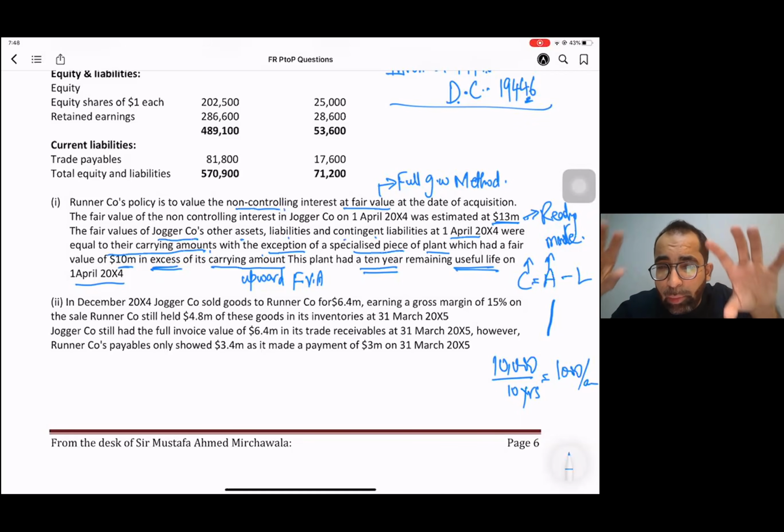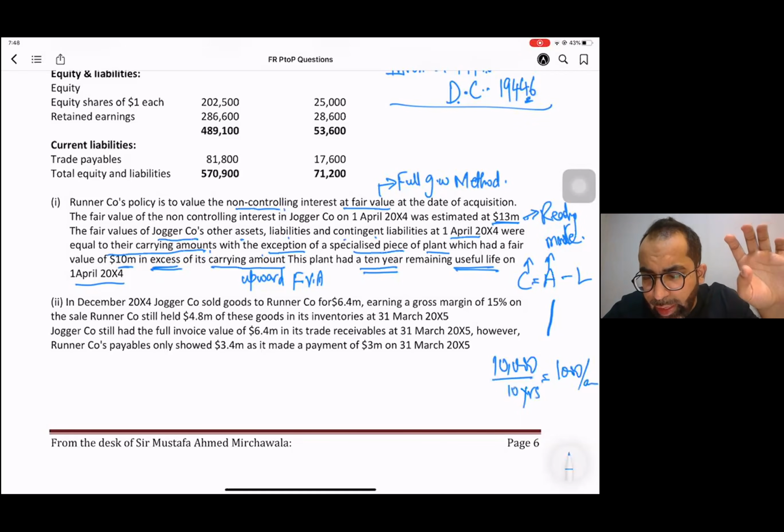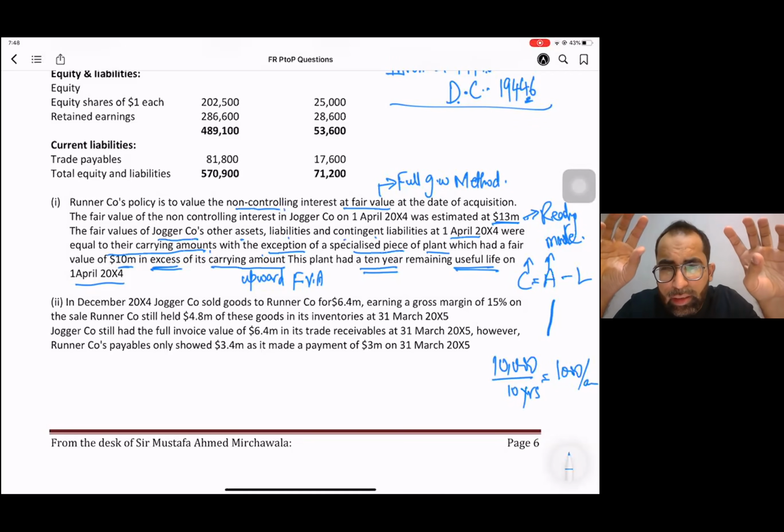So how much amount do you need to add in the packets? 10,000 in the acquisition date packet, and 9,000 in the reporting date packet.